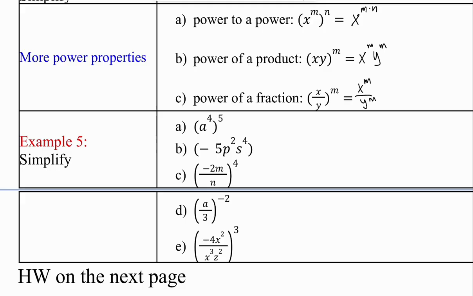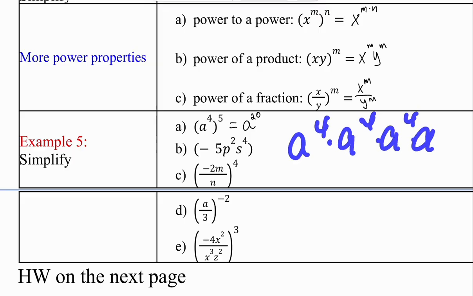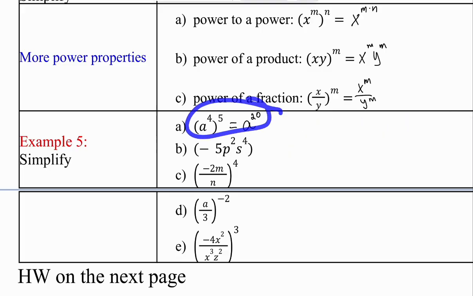So for A, you are just going to multiply. You keep the base, you multiply the exponents. Now the reason that is because technically that's an a to the 4 times an a to the 4, 5 times. And if you use the adding property, if the bases are like and we're multiplying, we add the exponents. 4 plus 4 plus 4 plus 4 plus 4 is 20. So it's just a nice shortcut way to do that.